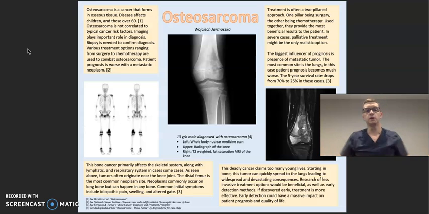So, getting into it, osteosarcoma is a cancer. It basically forms in osseous tissue. What that means is that you have mesenchymal cells that have a DNA mutation within them, and when they replicate, they produce not a healthy bone matrix, but a malignant bone matrix, which is a tumor, which we call a neoplasm.